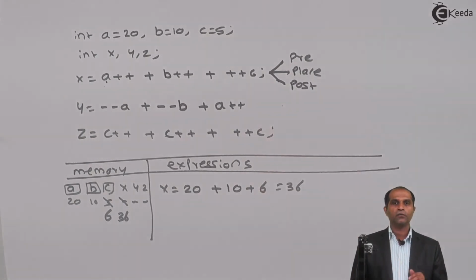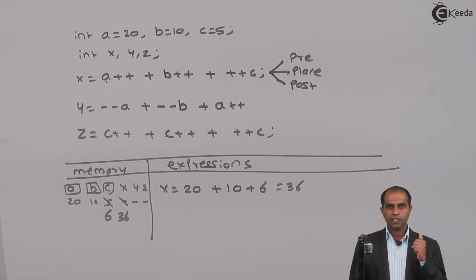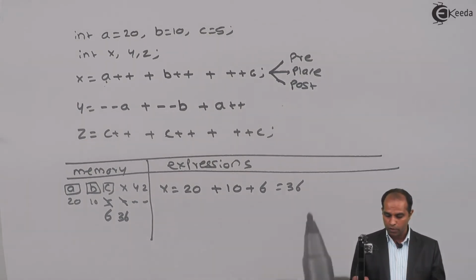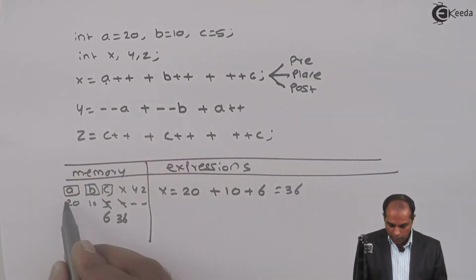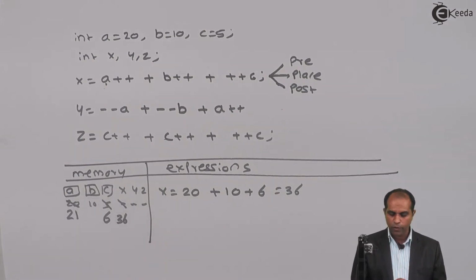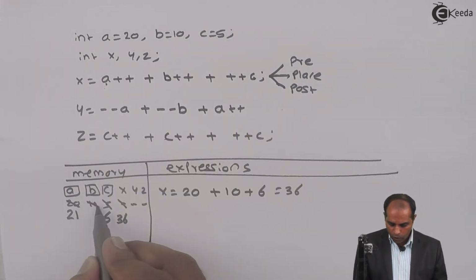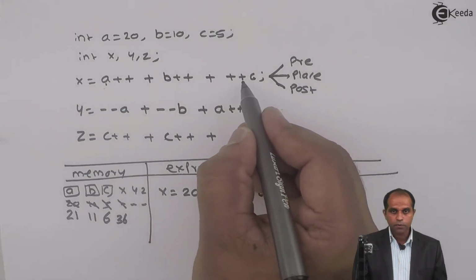So the 3 P's are: first solve the pre, second step place the value, and last step is to do the post operations. Now for post operations, I have a post expression at this place, a plus plus, change the value of a, what? 20, modified to 21. I have b plus plus, modified to 11. This is pre, which has been all done.